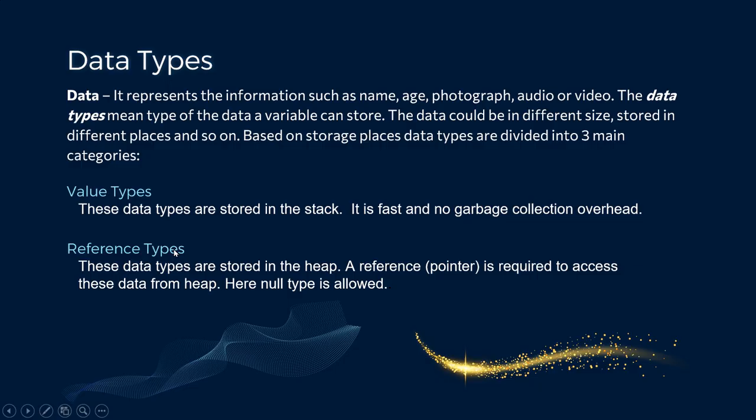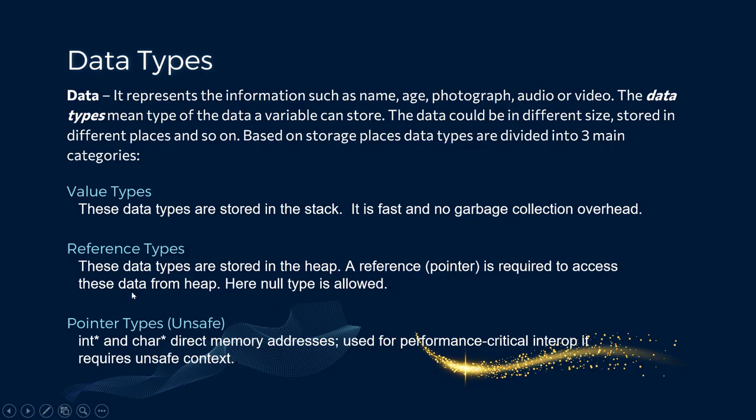Reference types. These data types are stored in the heap. A reference or a pointer is required to access the data from the heap. Here null type is allowed. And the third one is the pointer types, like integer pointers and character pointers.